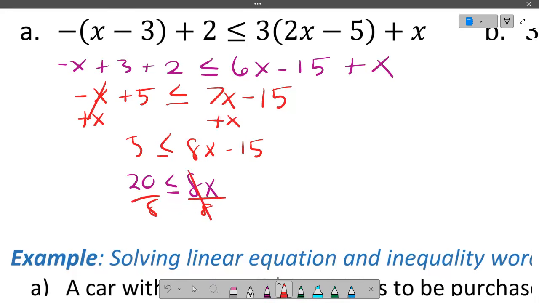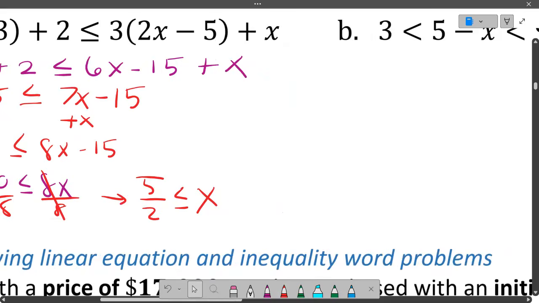Okay, 20 over 8 reduces to what? 5 over 2. Okay, so we have 5 halves is less than or equal to x. Okay, so is 0 a solution to this inequality? Would 0 satisfy this inequality? Would 10 satisfy this inequality? Yes. Okay, 0 won't, because 5 halves is not less than or equal to 0. 10 would, because 5 halves is less than or equal to 10.